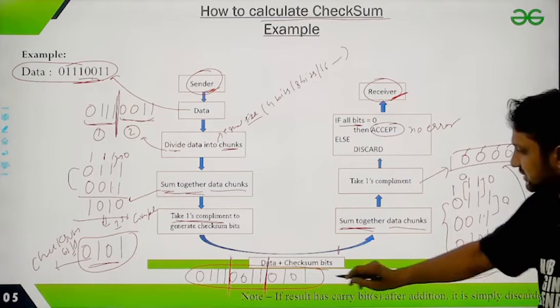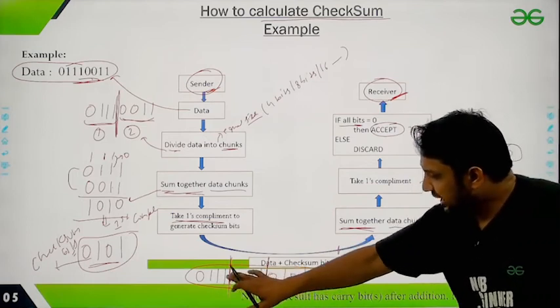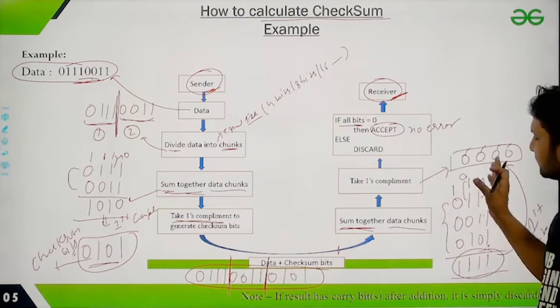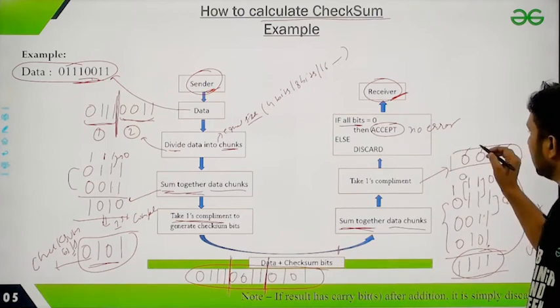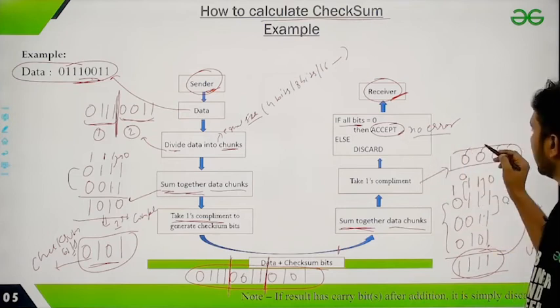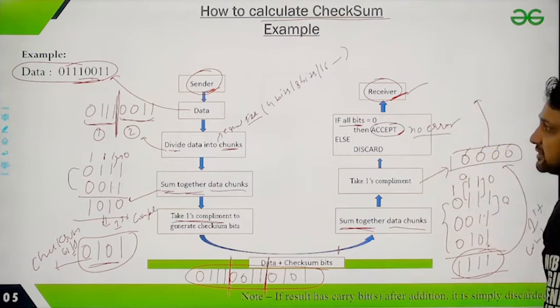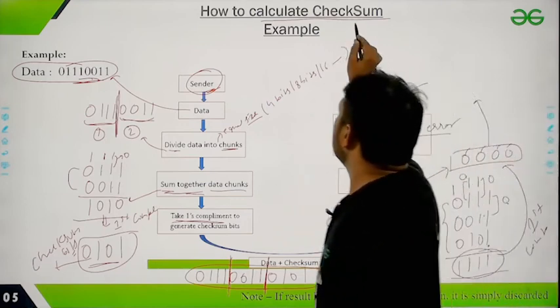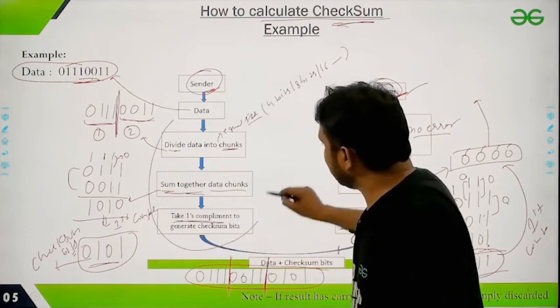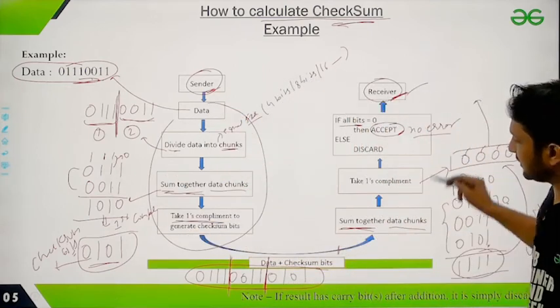But in this case, we did not change anything in the data. We simply pass the same thing here. That's why no error occurred, and our data will be accepted. There will be no error. This will be passed to the receiver. So this is how the checksum algorithm is working. These are the steps performed at the sender side, and these are the steps performed at the receiver side.